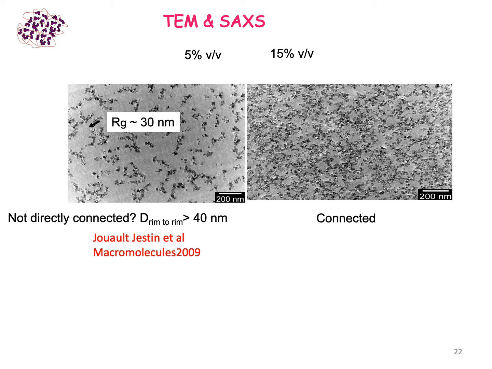You can see here two examples. On the left-hand side, you have a low concentration of nanoparticles, 5% in volume, and you can see that the nanoparticles are organized in small aggregates which are far from each other. Meanwhile, when you increase the concentration of nanoparticles up to 15%, you see that the system is much more crowded, and now visually you can see that all the aggregates are connected together.